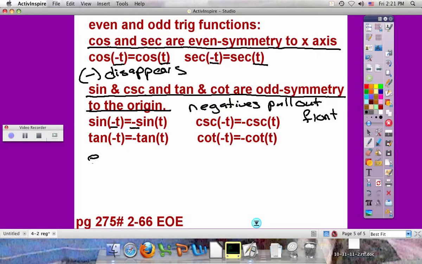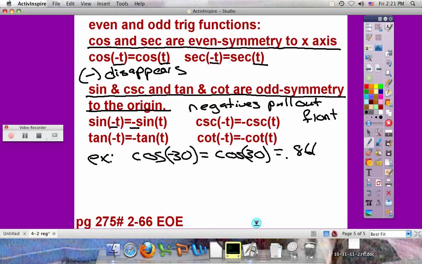So if I give you, for example, I want the cosine of negative 30 degrees. Well, that's nothing more than the cosine of 30 degrees on your calculator. You look it up, you got an answer. Go to your calculator, make sure you're in degree mode though, first. So you just type in the cosine of 30 degrees. 0.8660.